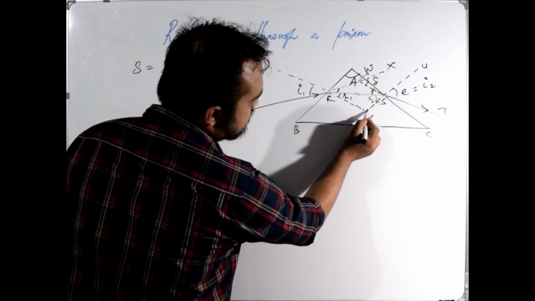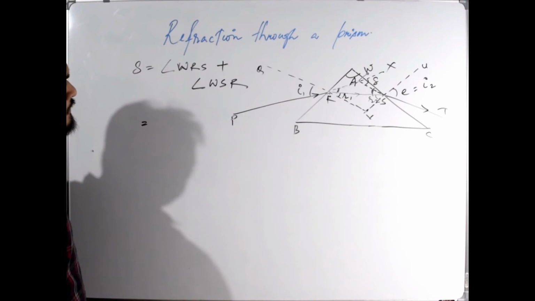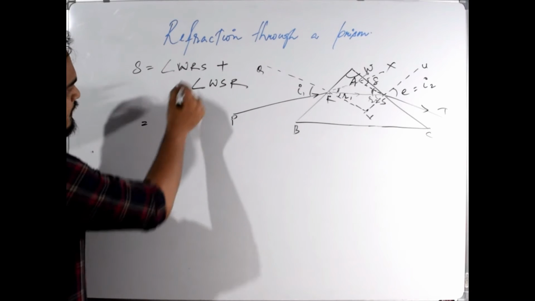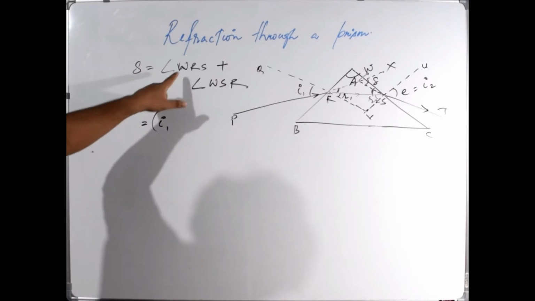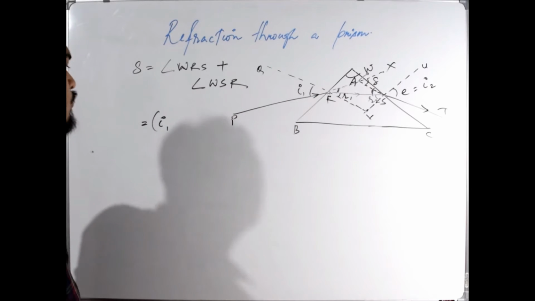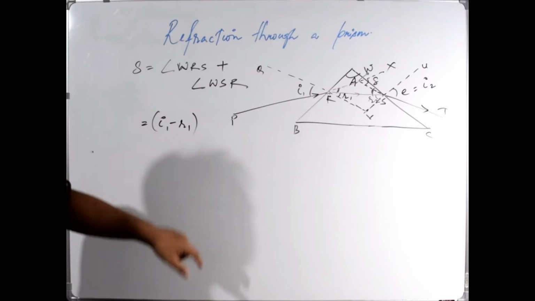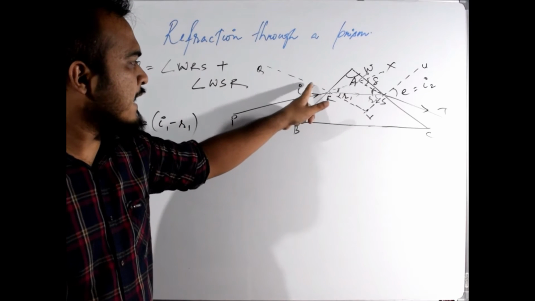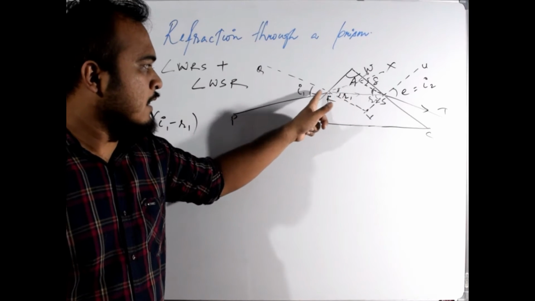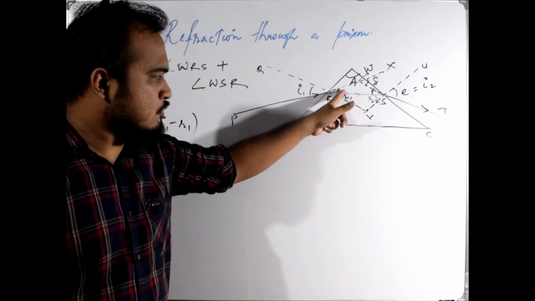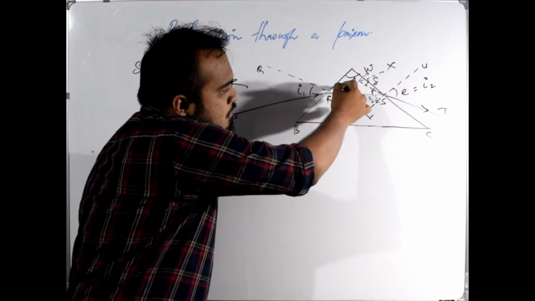So now, WRS can be written as I1 minus R1. Why? Because this is the angle of incidence. We know this is the angle of incidence, and this is another angle. This is not the angle of refraction. This angle as a whole is another angle.